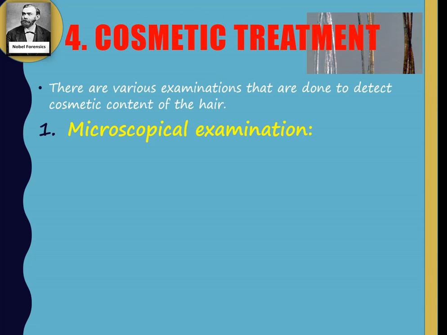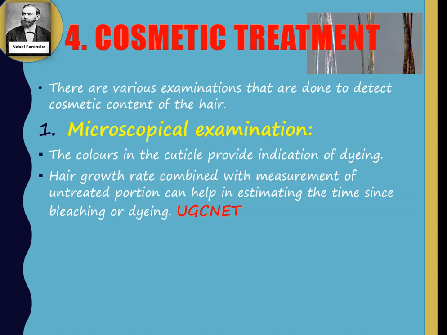There are various examinations that are done to detect cosmetic content of the hair. Here I added a few microscopical examinations. The colors in the cuticle provide an indication of dyeing. Hair growth rate combined with measurement of the untreated portion can help in estimating the time since bleaching or dyeing. Means we can identify the time since bleaching or dyeing with the uncolored portion of the hair.